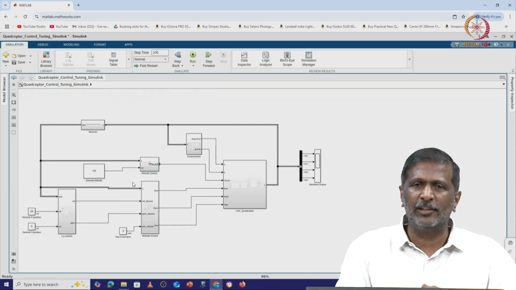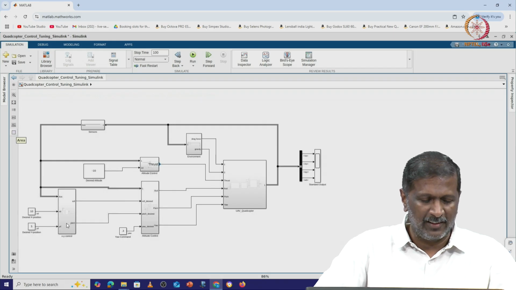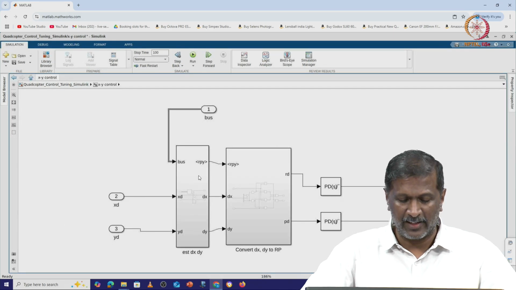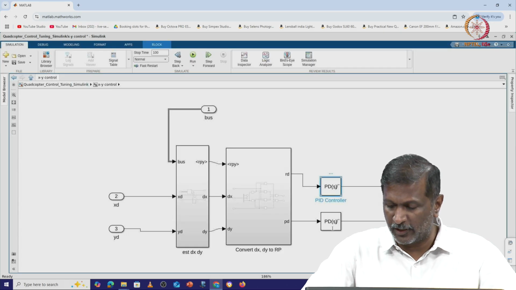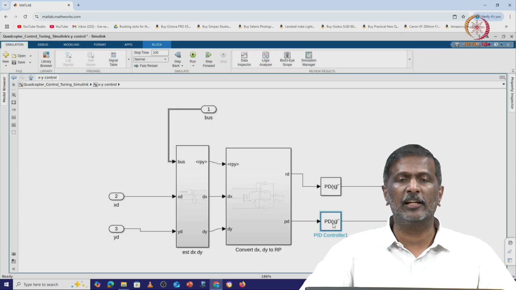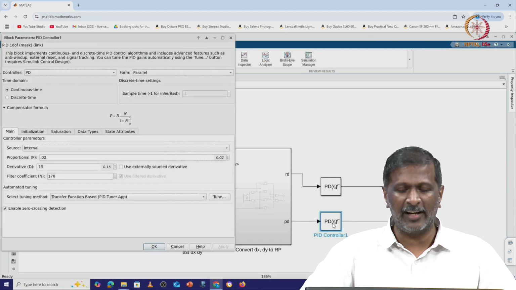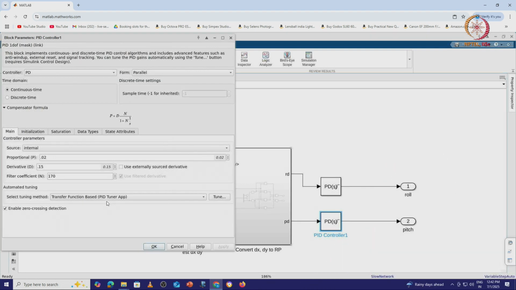you can go to the X control. You open this X control, look at the estimated dx dy, and if you want to change the PD corresponding to pitch, you change it in the PD control here. You modify the PD control. You open the auto tuning mechanism, it will linearize the plant around the condition and get a linear response, and you play with this response time versus aggressiveness, modify and accept that gain, and that will be implemented.